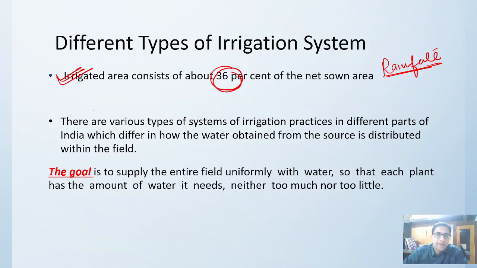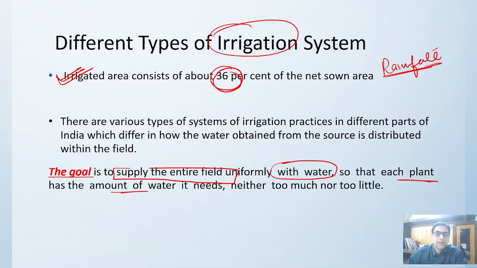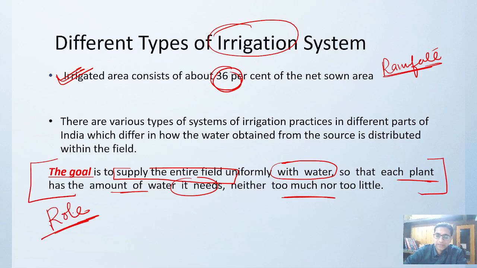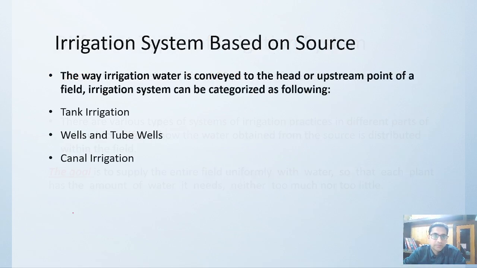Okay, so what exactly is the main goal of irrigation? To supply the entire field uniformly with water, so that each plant has the amount of water it needs, neither too much, nor too little. So this is the main goal or role of irrigation that we want to achieve.